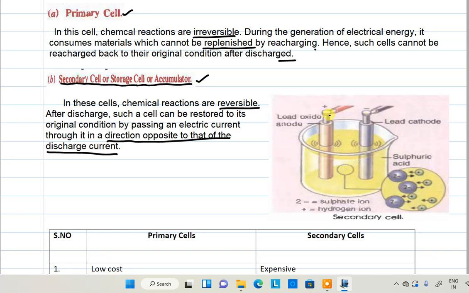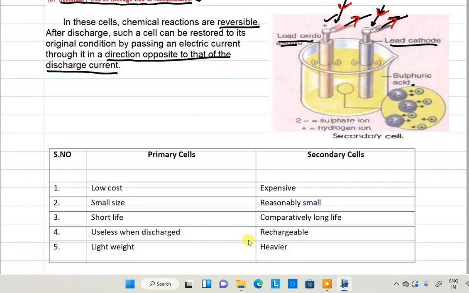This is one type of secondary cell. Here, lead oxide is the anode, the positive terminal. Lead is the cathode. Sulfuric acid is the chemical solution here. In that, we are providing plus and minus signs. If you want to get current from this particular cell, as well as charge this cell, we give the current in the opposite direction. For example, this current direction is discharging, and this current direction is charging, because it is a rechargeable battery, a secondary device.